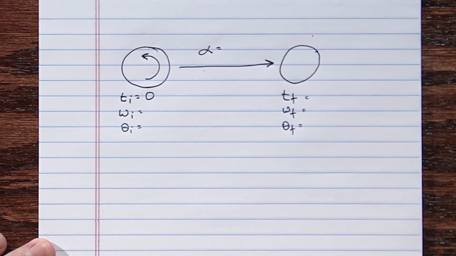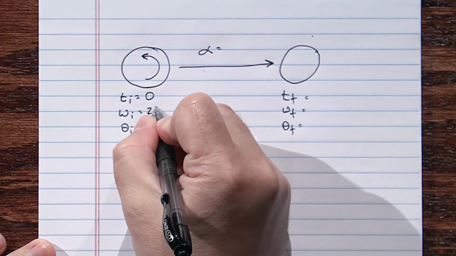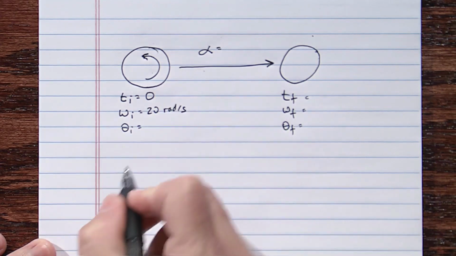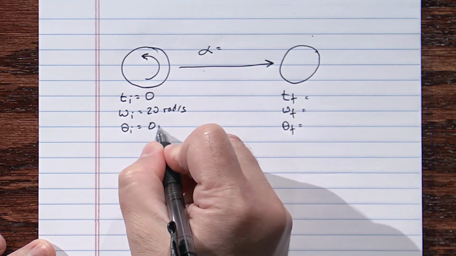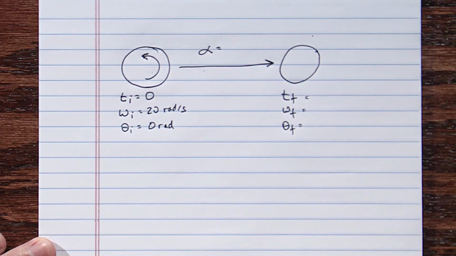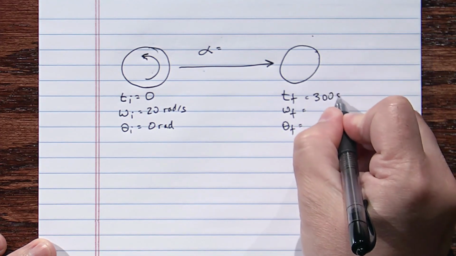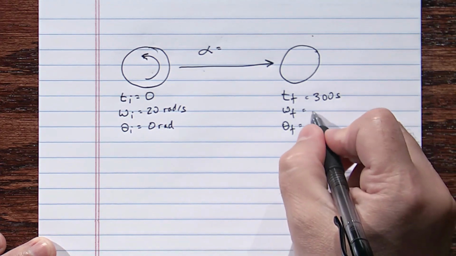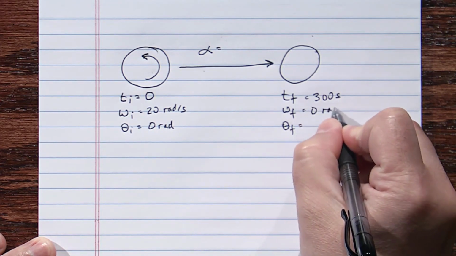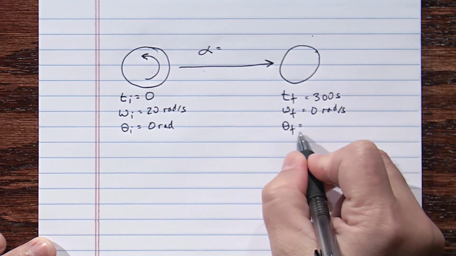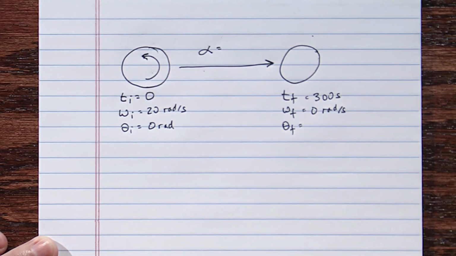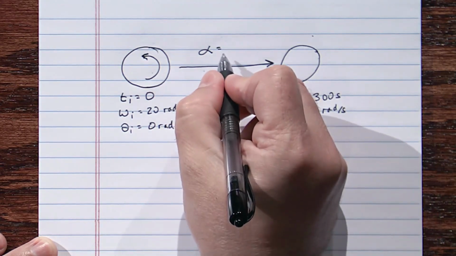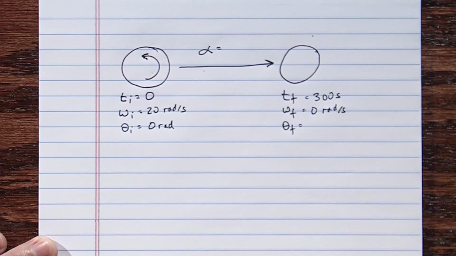Omega initial, we are told, is 20 radians per second. Theta initial, we can call its initial angle to be 0 radians. t final, we are told, is 300 seconds. Omega final, we're told that the flywheel comes to rest, so omega final is equal to 0 radians per second. And theta final, we're not told anything about. We're also not told about our angular acceleration.